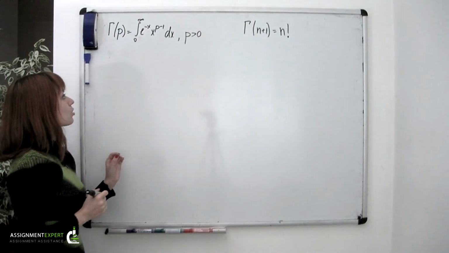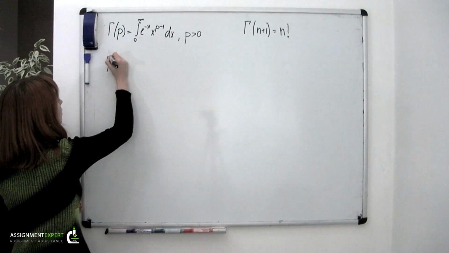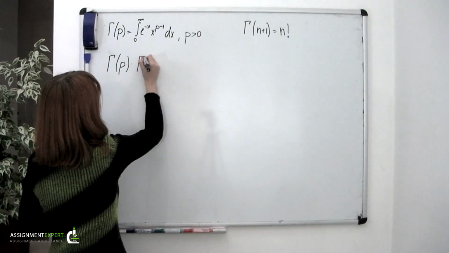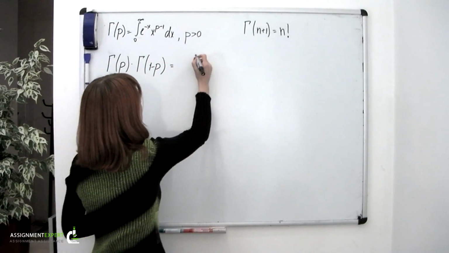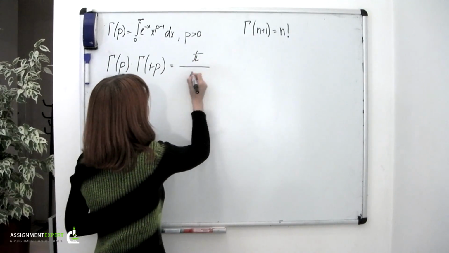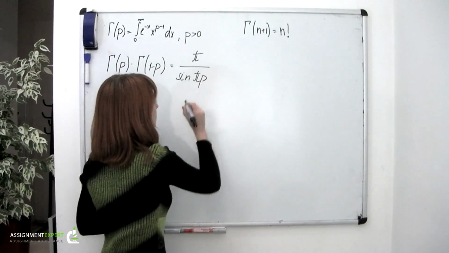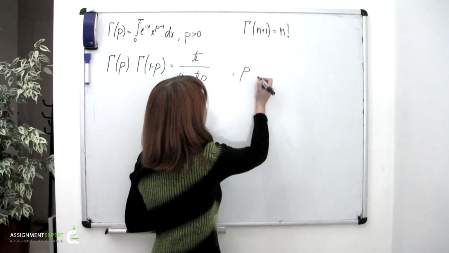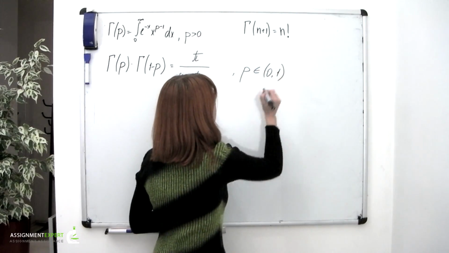There is a so-called Euler's reflection formula, and it goes like this. Gamma of p times gamma of 1 minus p equals pi over sine of pi times p, which holds for the values of the argument lying within the interval from 0 to 1.